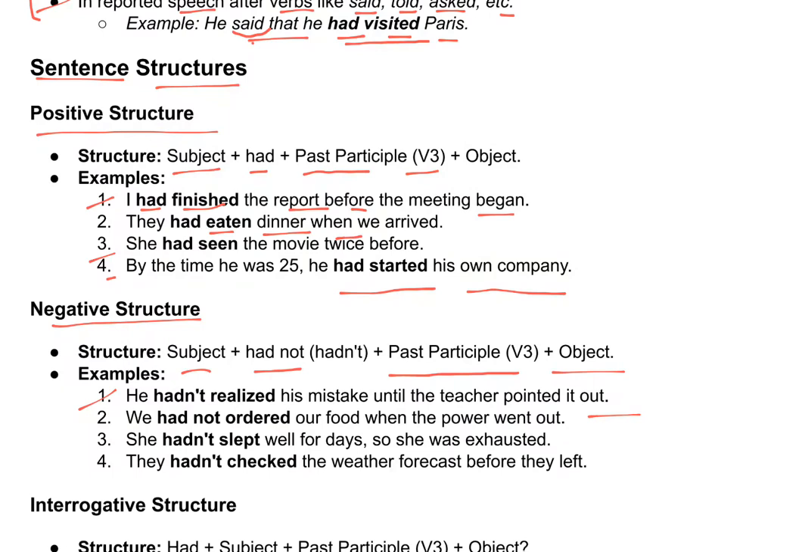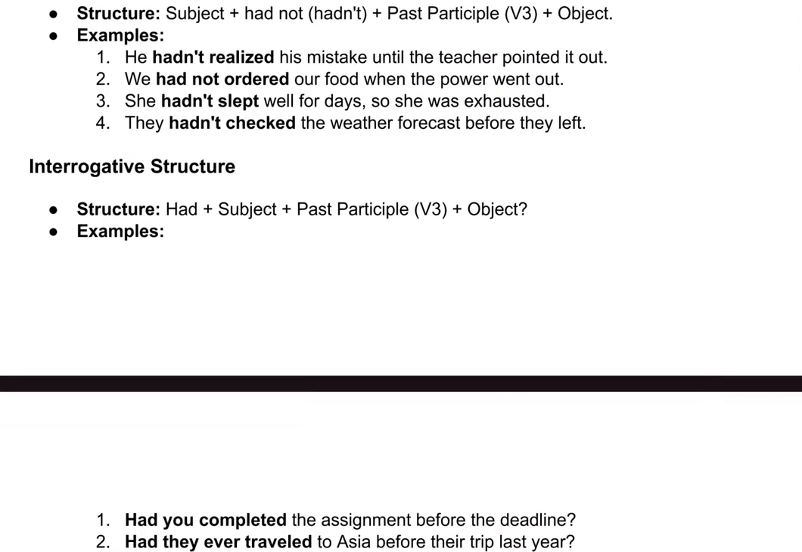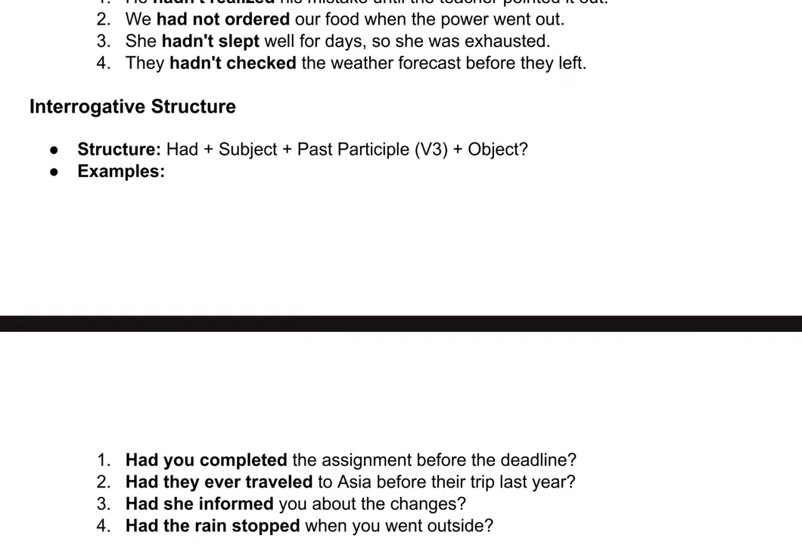So she had not slept well for days, so she was exhausted. They had not checked the weather forecast before they left. Okay, these are about the negative structure. So now we discuss the interrogative structure. Interrogative structure: had plus subject plus past participle plus object.